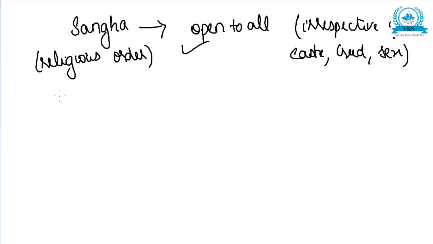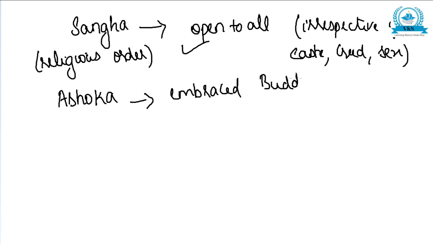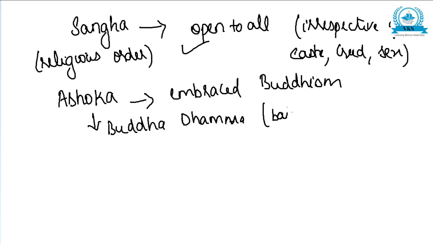Again, one more reason was the patronage by some kings. The emergence of Ashoka the Great was an important turning point in the history of Buddhism. Emperor Ashoka embraced Buddhism and made the Buddha Dhamma the basis of all his actions.